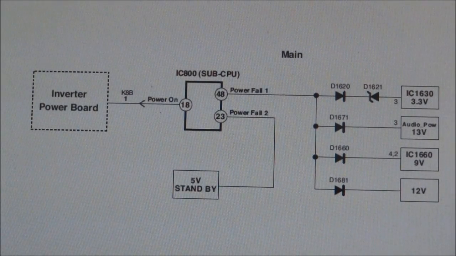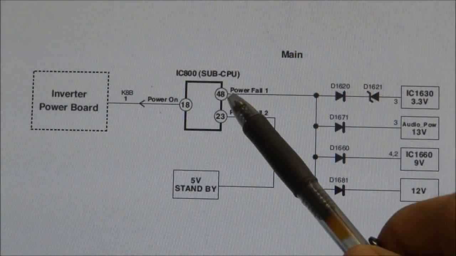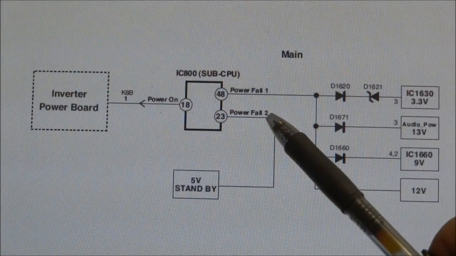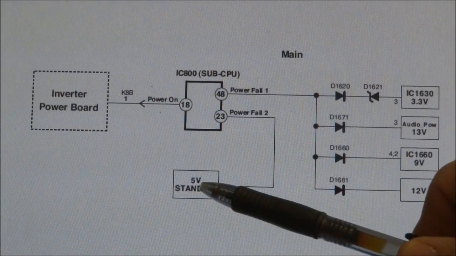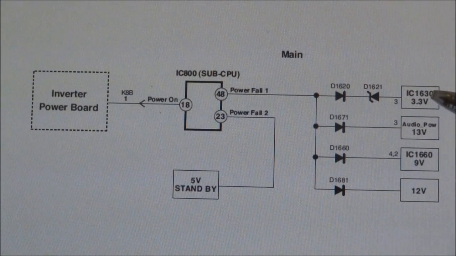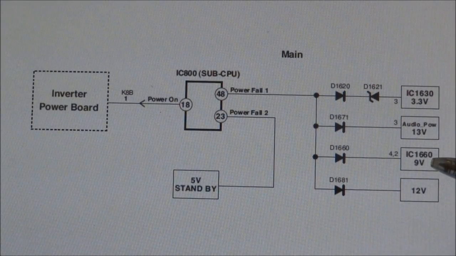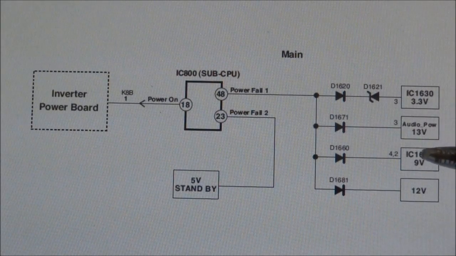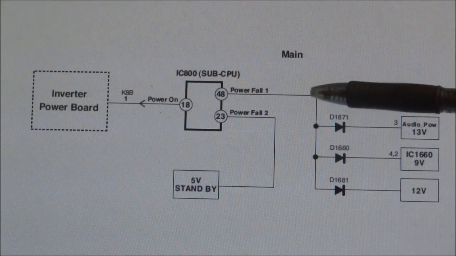So this is from the service manual, and this is the first thing we want to look at in this set. And I've had a couple problems with this. It's called the power failure circuit, and we want to look at IC800, pin 48, as well as pin 23, which is, 48 is power fail 1, pin 23 is power fail 2. And I'm sure that the 5-volt standby is good because the set actually tries to turn on, but we'll look at the 3.3 volt, audio power 13 volt, the 9 volt IC1660, and the 12 volt supply, and they're all isolated with blocking diodes, which means if any of these voltages should drop below their intended voltage, this line, power fail 1, pin 48, will actually go low.